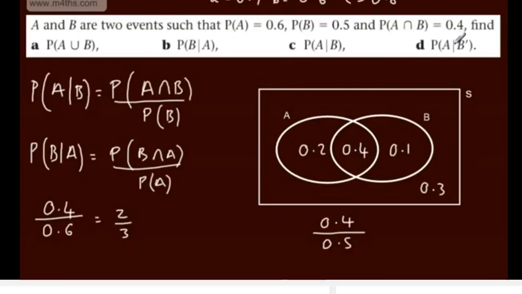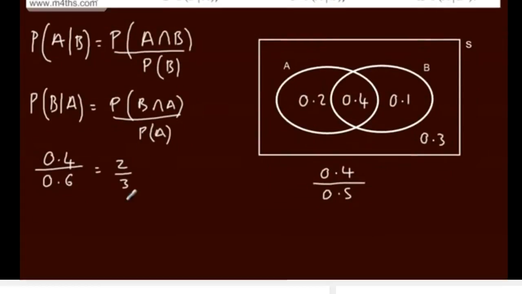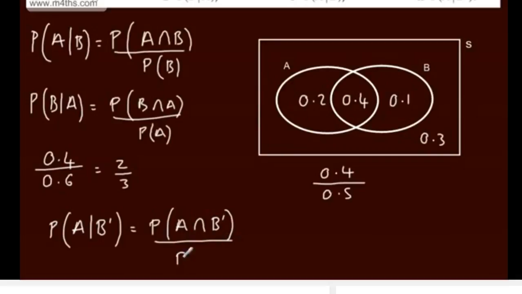The probability of A given not B. So if we write this out, what we're going to have then is the probability of A given not B is equal to the probability of A intersection not B divided by now the probability of not B. So the intersection, A intersection not B, is just this 0.2 here, and we've learned that in our previous work. So A intersection not B is just here, which is going to be 0.2, divided by the probability of not B.